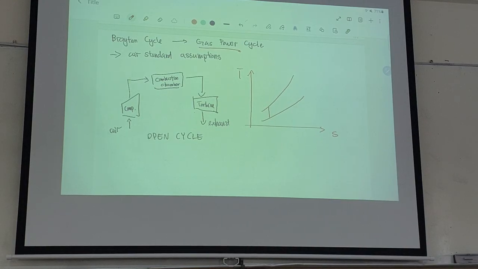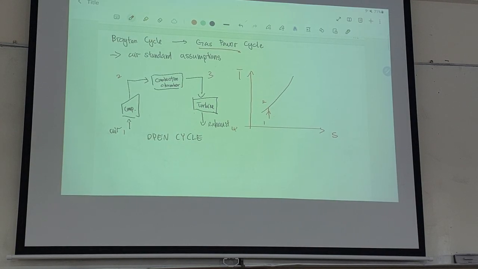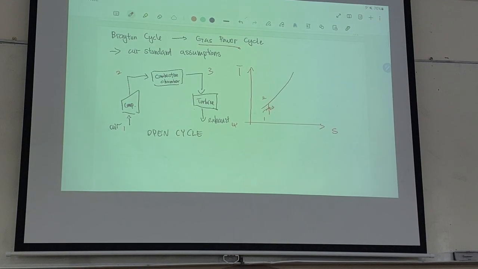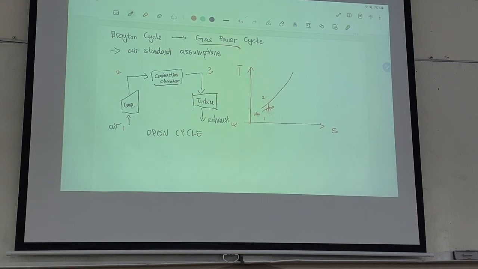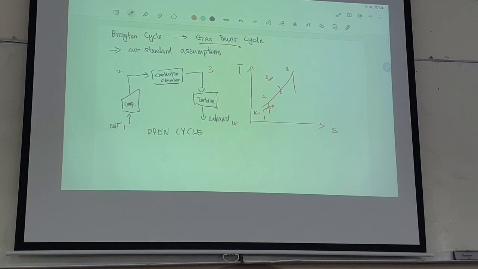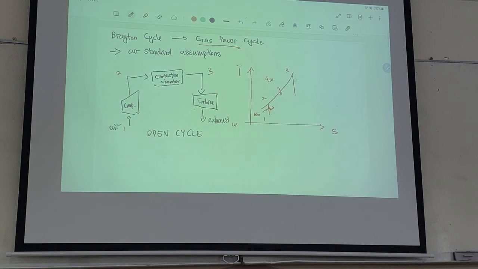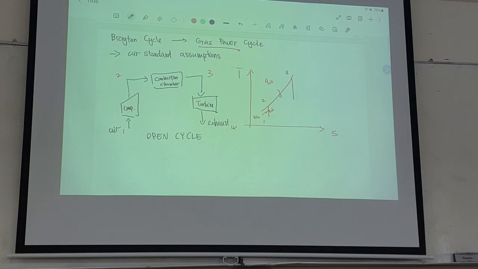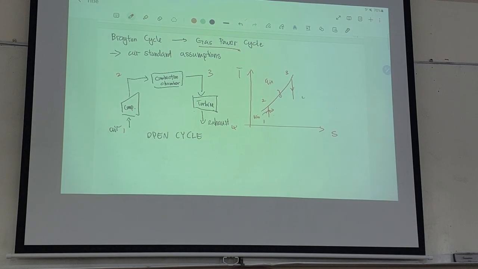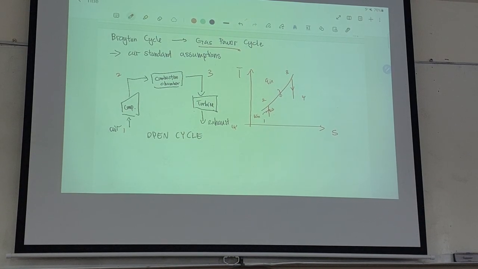So, okay, maybe I draw following this diagram first. Initially you have 1 to 2, so this is 1, 2, 3, 4. So this is a work-in process. This is the heat-in process. So until 3 comes out to 4. So open system or open cycle pretty much looks just like this.